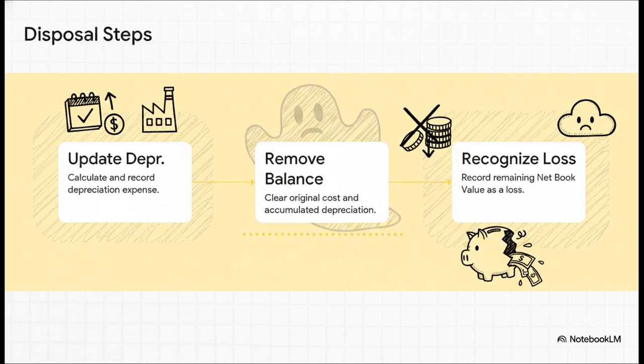Step 2. Remove the asset balances. You clear the original cost from the fixed asset account, and you clear the total accumulated depreciation recorded to date. And step 3, because this is a ghost asset that basically vanished without generating an invoice, there are 0 sale proceeds, meaning the entire remaining net book value has to be recognized as a loss.